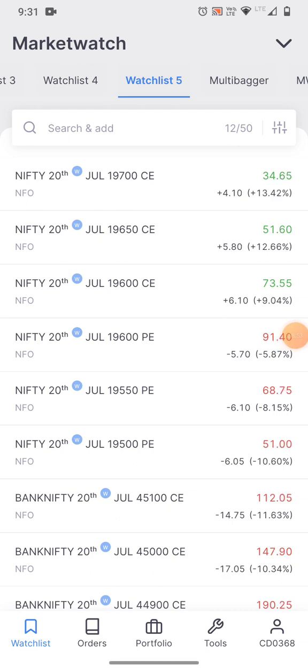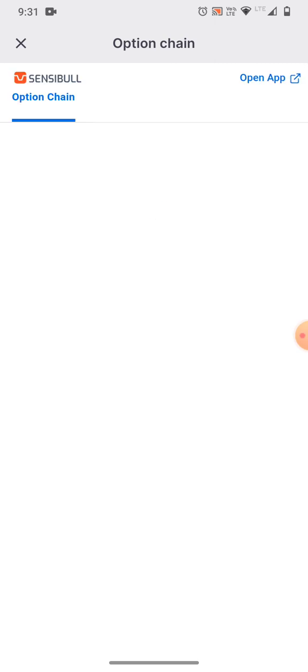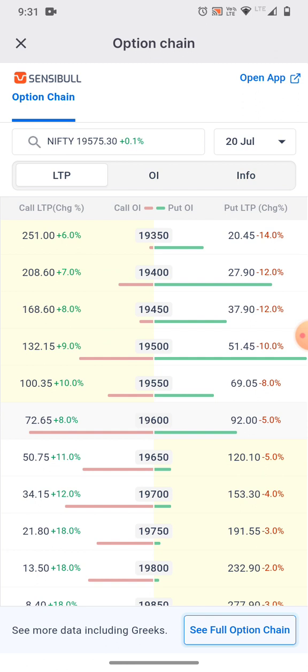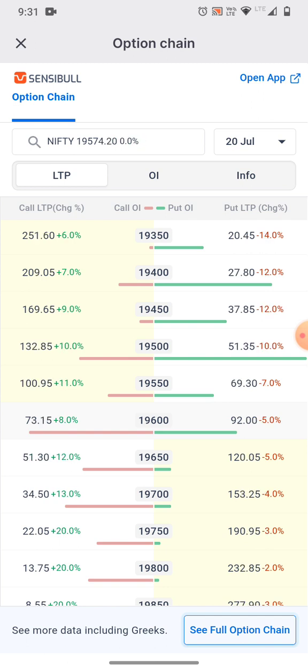Let's check options change data once. You can get it from here. At 19,500 there's a good support, but at around 19,600 to 650 there is good resistance as well. Not that strong, but the market will resist there.